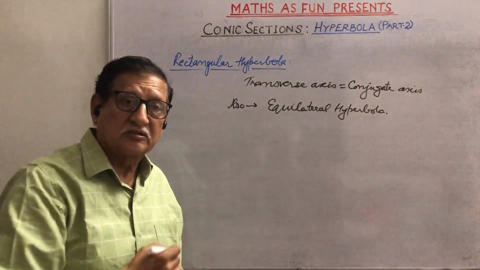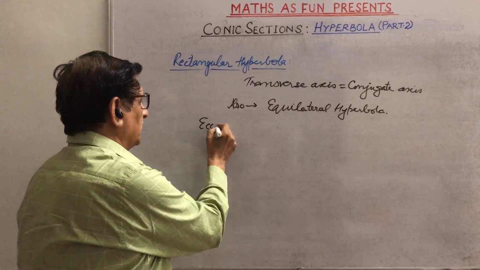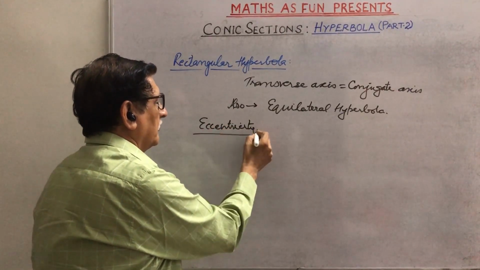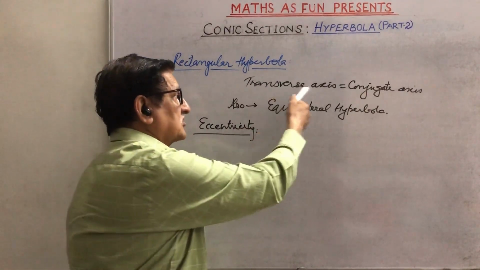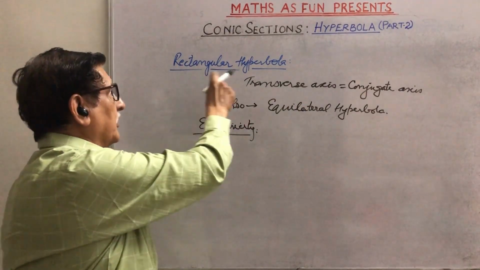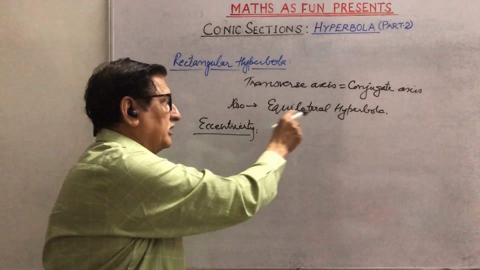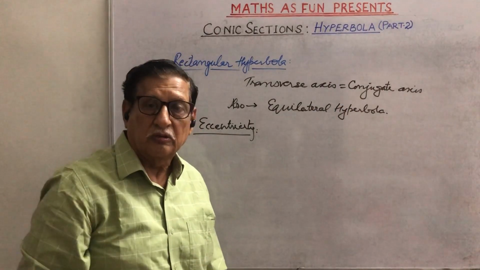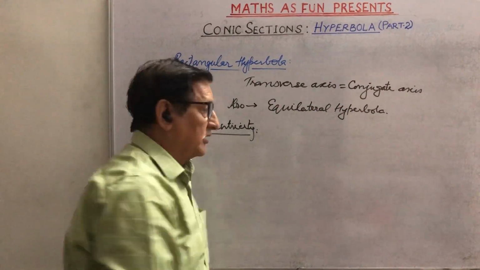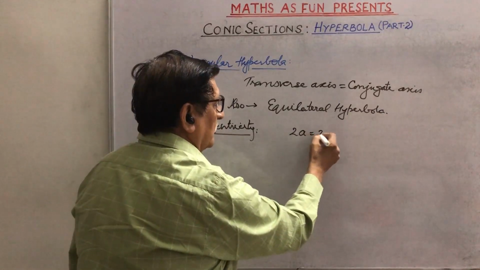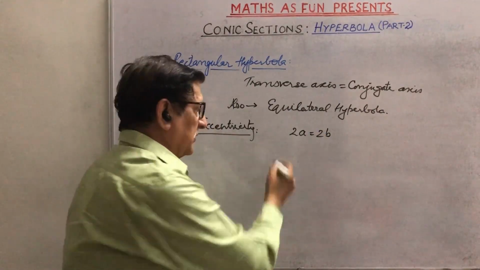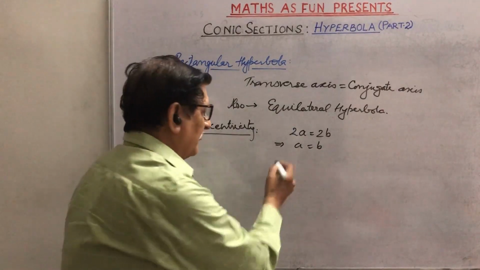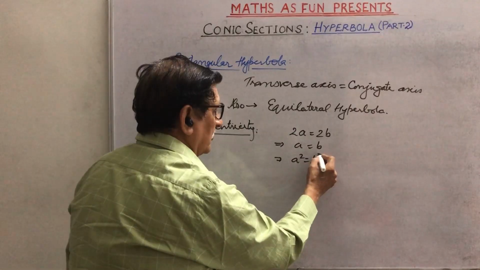What about its eccentricity? See, we have seen just now that in case of a rectangular hyperbola or equilateral hyperbola, the length of the transverse axis is equal to the length of the conjugate axis. It means 2a is equal to 2b. It means we can say a is equal to b. Or we can say a square is equal to b square.